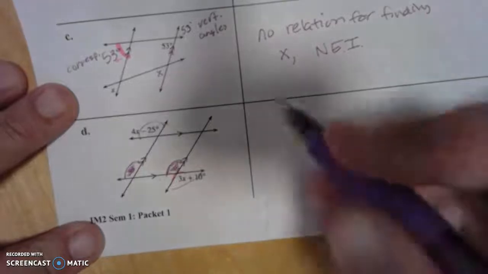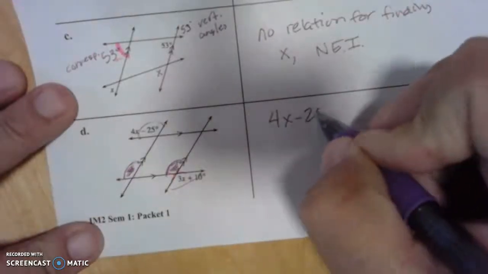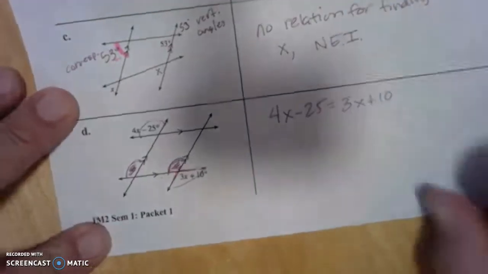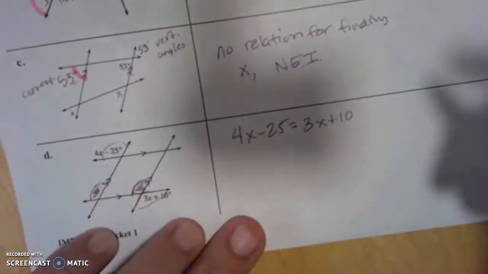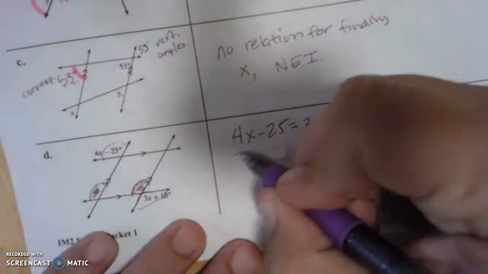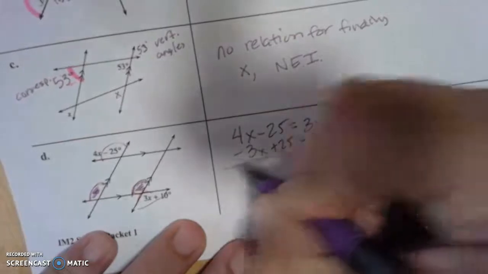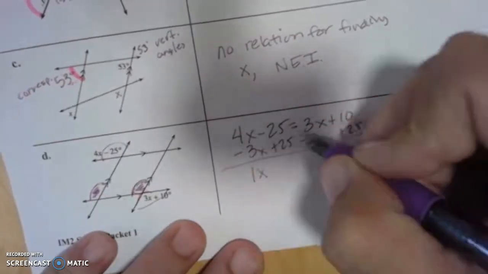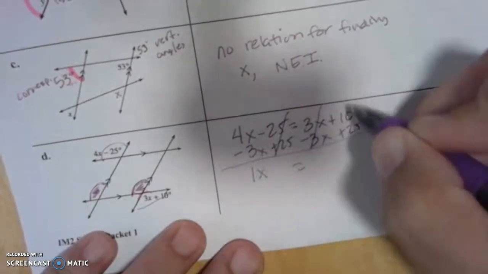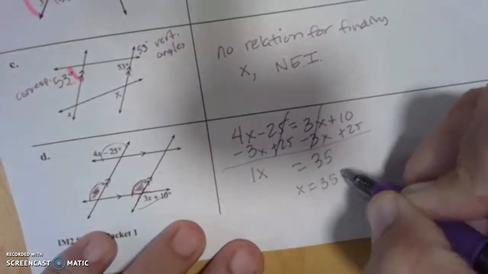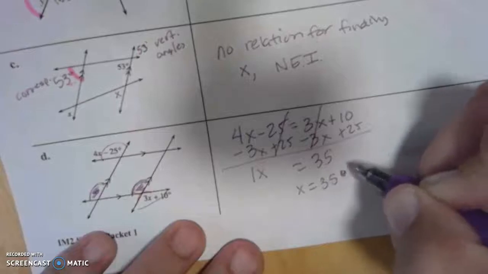So we know that 4x minus 25 must equal whatever 3x plus 10 is. So that's what we have to solve for. So we're going to subtract 3x from both sides, and I'm going to add 25 to both sides at the same time. So this is going to be 1x, that's going to cancel, equals 35. We just found out that x equals 35 degrees.